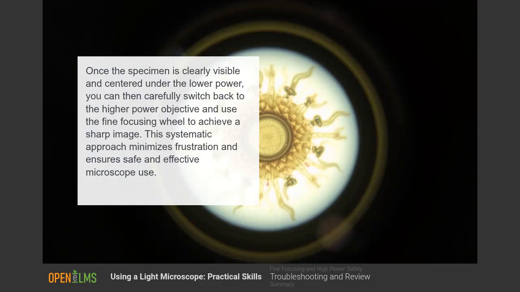Once the specimen is clearly visible and centered under the lower power, you can then carefully switch back to the higher power objective and use the fine focusing wheel to achieve a sharp image. This systematic approach minimizes frustration and ensures safe and effective microscope use.